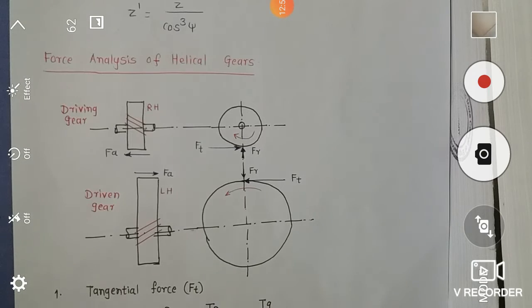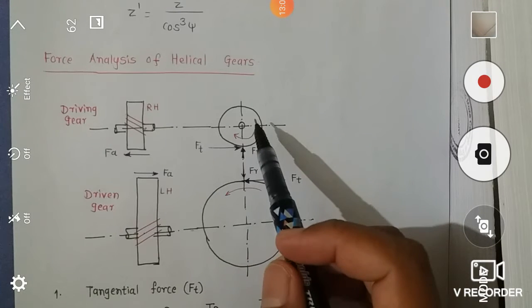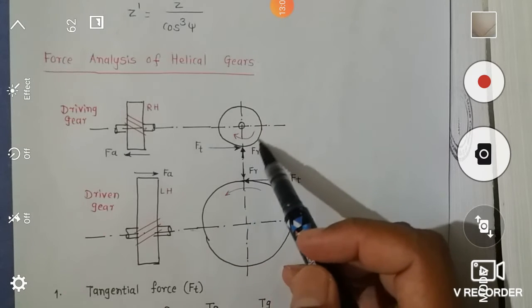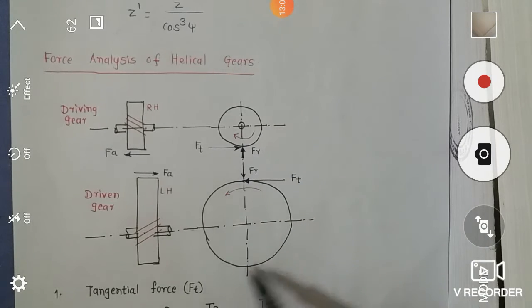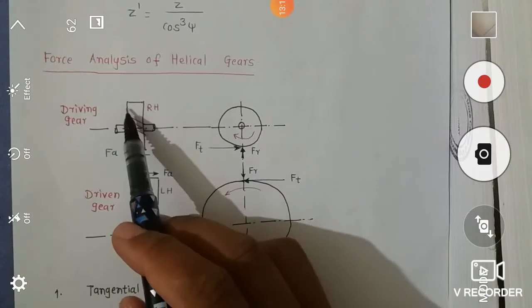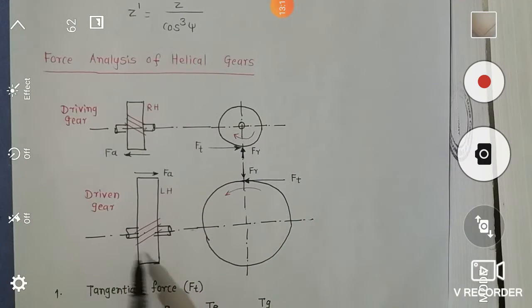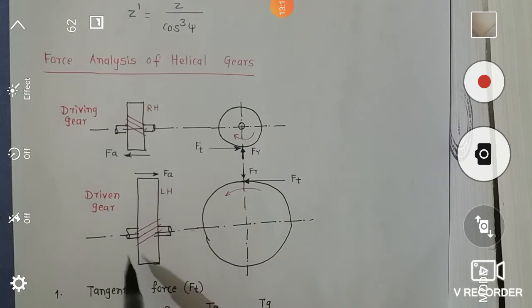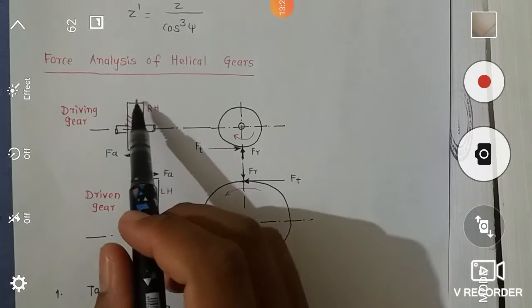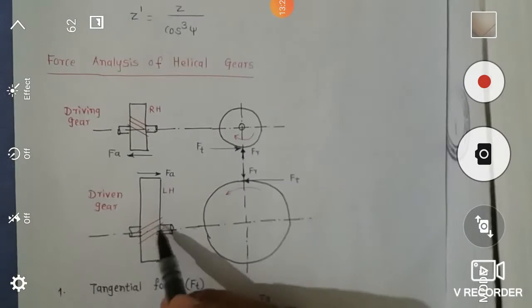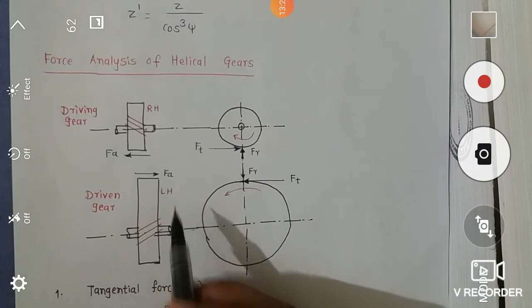Now we can move to the next topic in this chapter, that is force analysis of helical gears. If we draw the free body diagram of the helical gear, then this is the pinion and this is the gear. If we see the side view, then this is the pinion side view and this is the gear side view. If we consider this is the driven member and this is the driving member, this inclination indicates this gear is right handed, and this type of inclination indicates this is left handed.